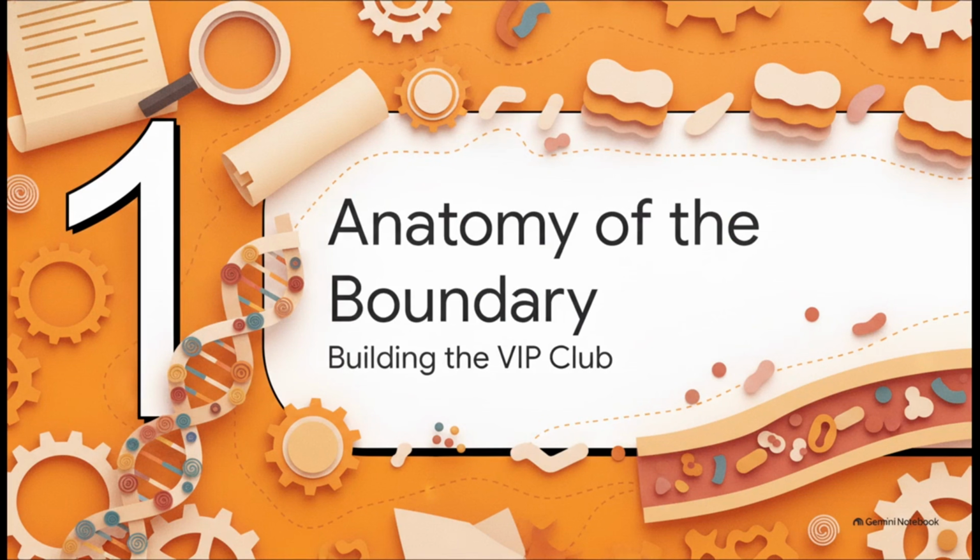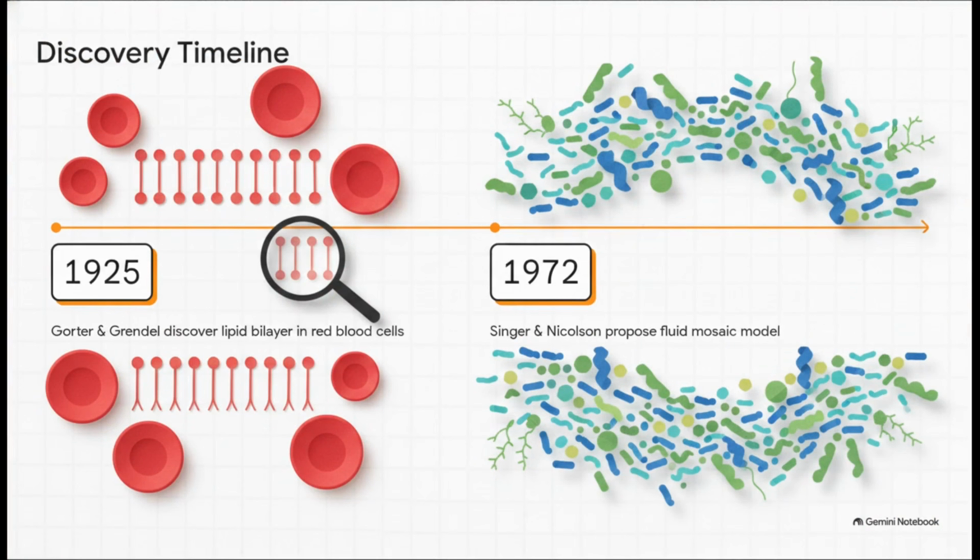Section 1. Anatomy of the boundary. Building the VIP club. It's crazy to think it took almost 50 years to go from discovering the basic two-layer lipid fence to actually understanding the dynamic, bustling model we use today. Back in 1925, scientists Gorter and Grendel were looking at mammalian red blood cells. They extracted the lipids and realized, hey, these form a two-molecular thick layer around the cell.